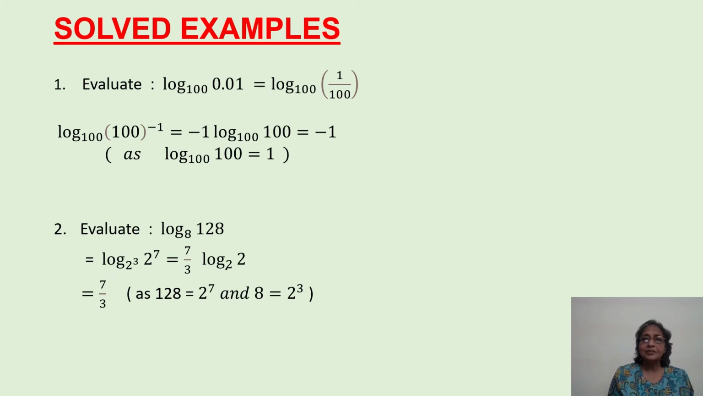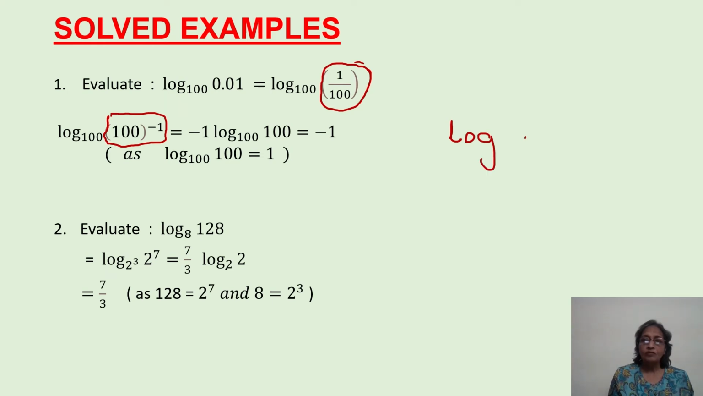So the first thing you do is convert that 0.01 into 1 upon 100. And then convert that 1 upon 100 into an index number, like what I have done here. Now use your law. Which is the law that you're going to use here?